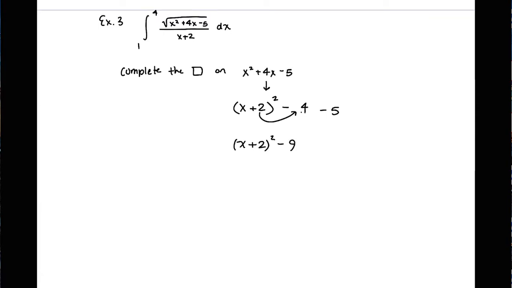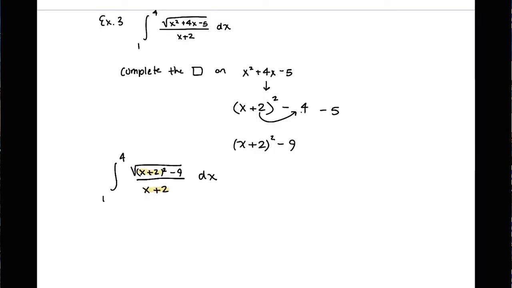Okay, I just did that in my head. It checks out. So I'm going to rewrite my integral with square root of x plus 2 squared minus 9 over x plus 2 dx. Okay, this one has a lot of cool features to it, right? So I see an x plus 2 here and an x plus 2 here. And that's not too bad of a substitution to make.